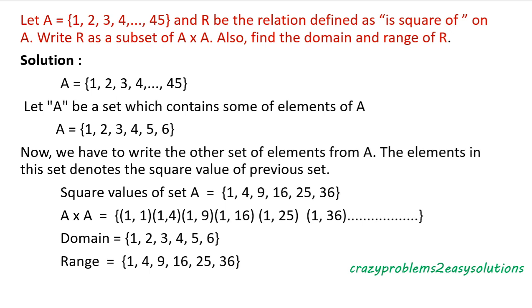Now for the domain, we know the domain values are in the set A. A is 1, 2, 3, 4, 5 and 6. Next, the range values are 1, 4, 9, 16, 25 and 36. So we have found the domain and range of the sets.